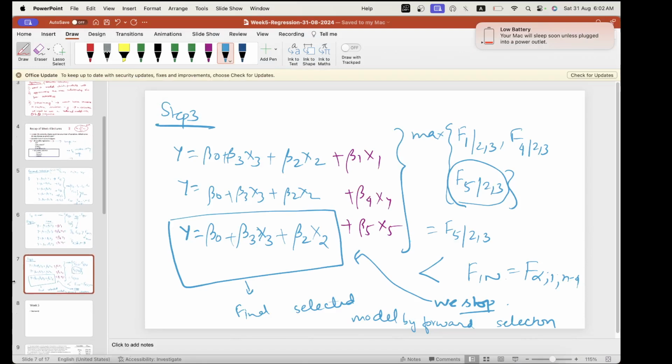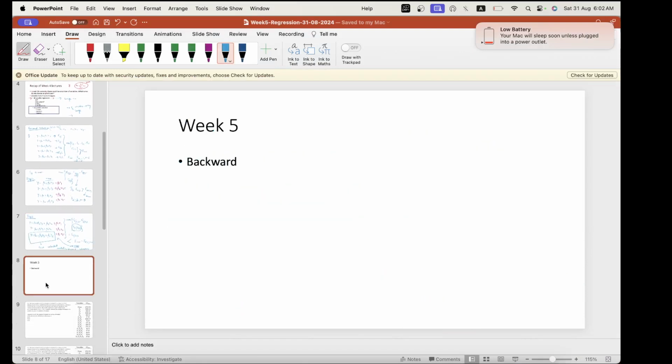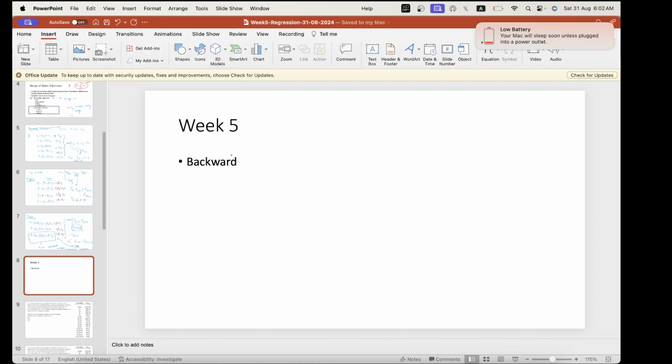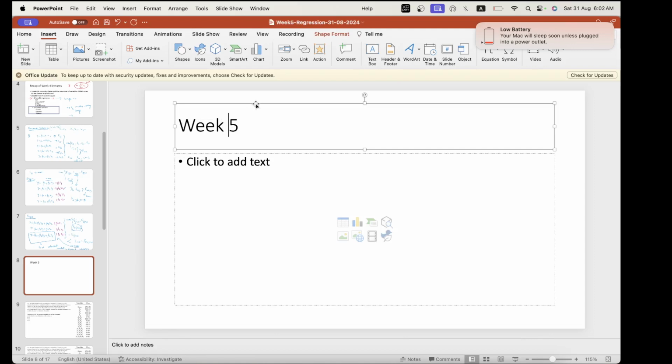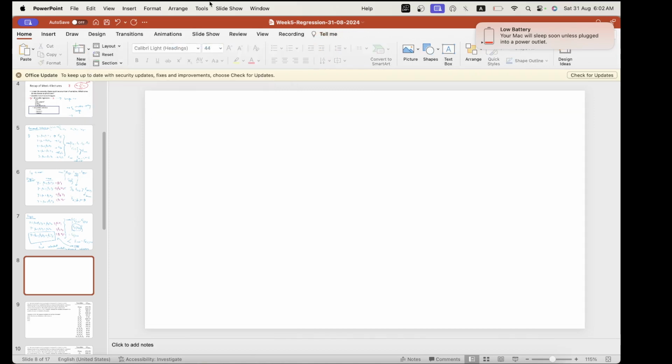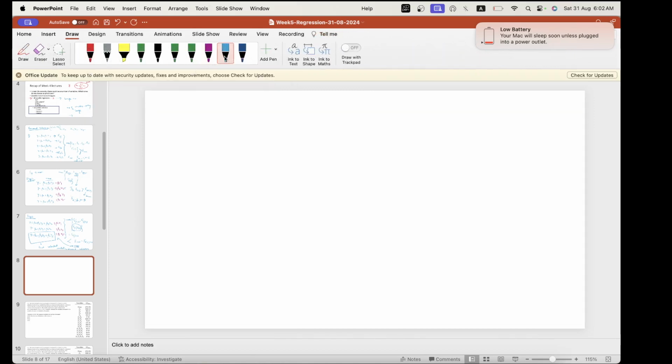Very similarly, we'll have backward selection as well.